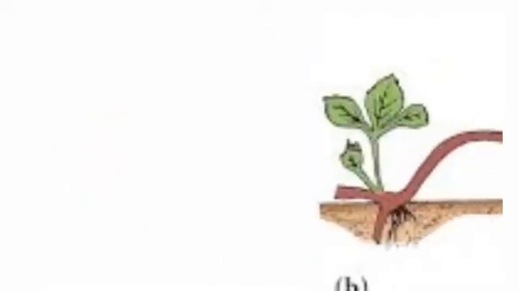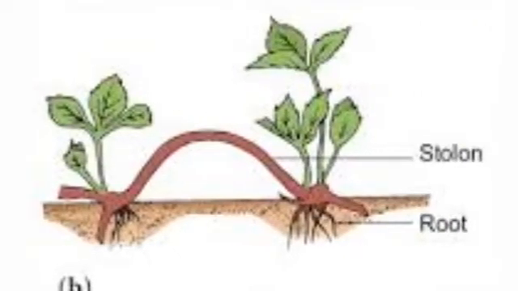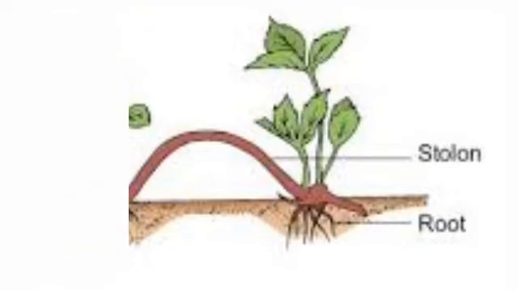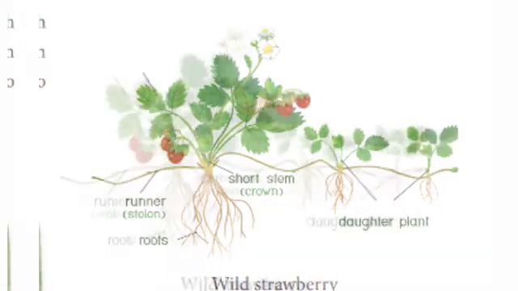Next, stolons. Subaerial stems that develop from the lower branches of the stem are called stolons. They grow downwards, and when these branches touch the soil, they produce adventitious roots into the soil. When these branches are separated from the mother plant, they live as independent plants. These are stolons. For example, wild strawberry.